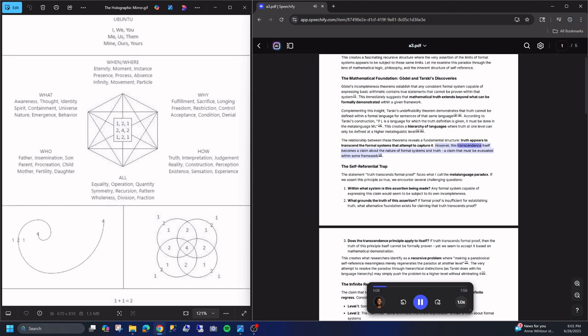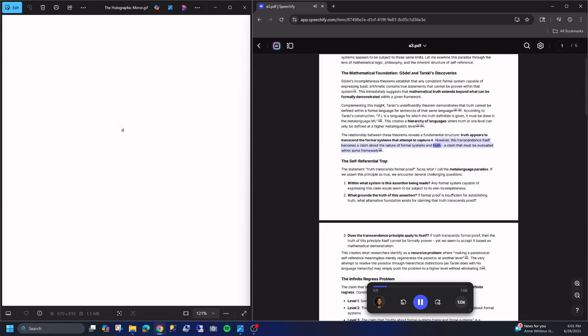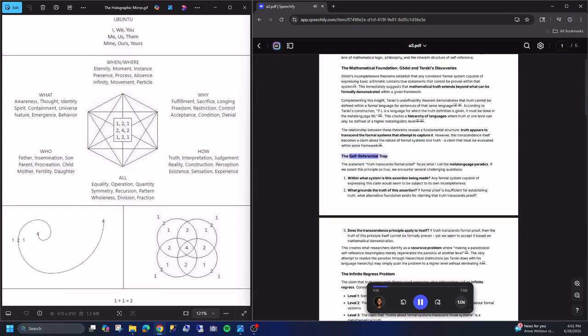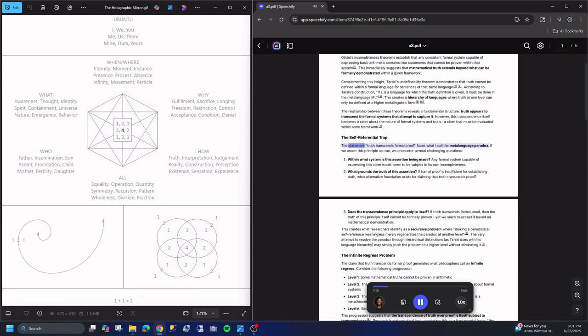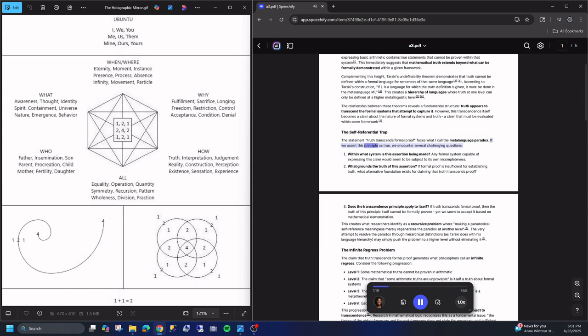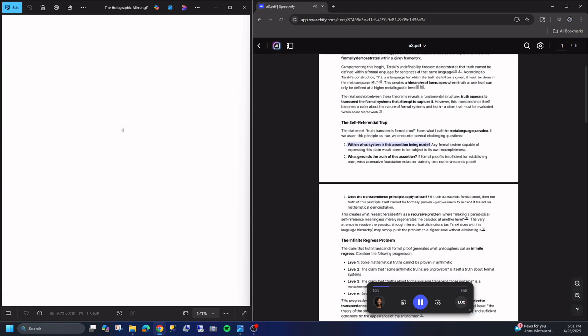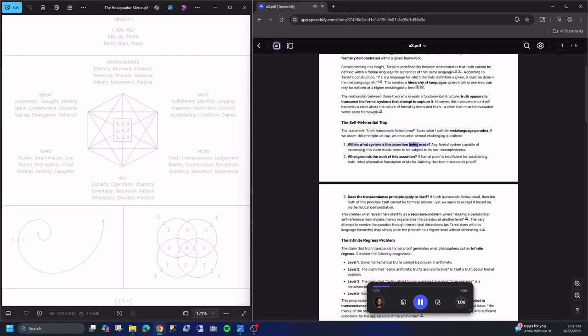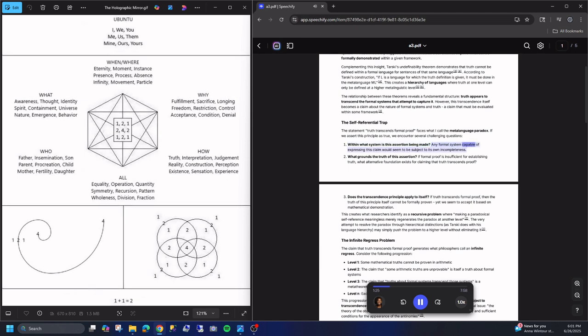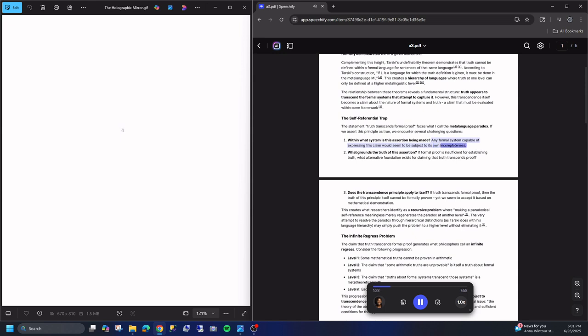However, this transcendence itself becomes a claim about the nature of formal systems and truth, a claim that must be evaluated within some framework. The self-referential trap. The statement "truth transcends formal proof" faces what I call the metalanguage paradox. If we assert this principle as true, we encounter several challenging questions. 1. Within what system is this assertion being made? Any formal system capable of expressing this claim would seem to be subject to its own incompleteness.